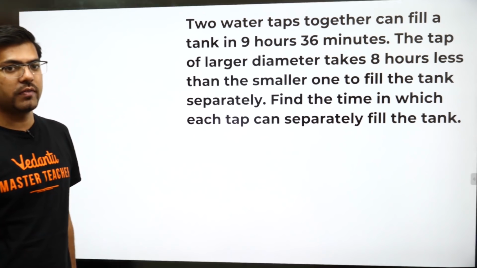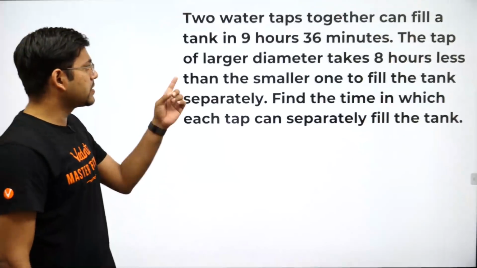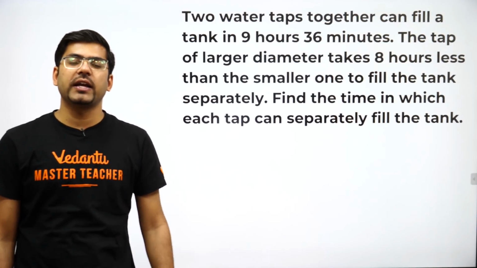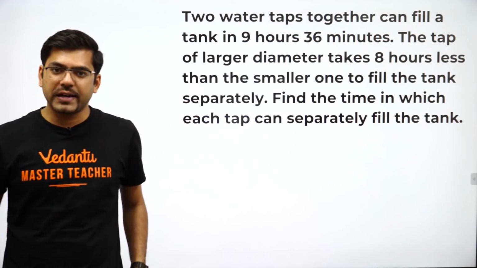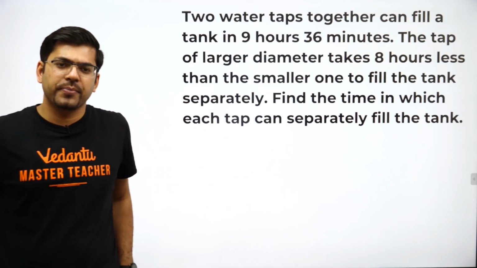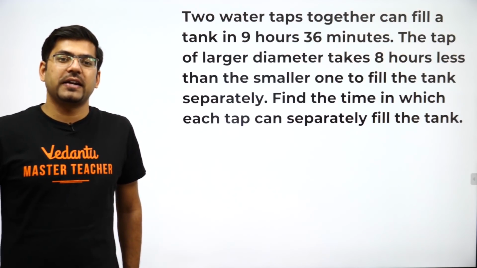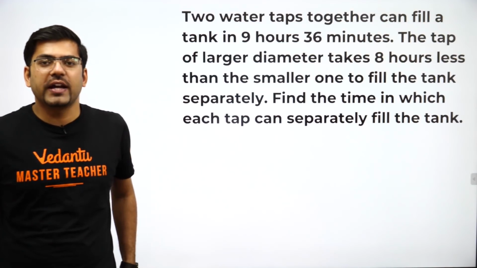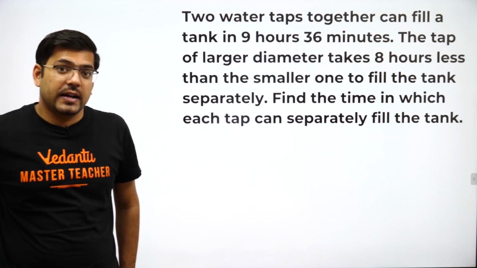Okay. Now, solving this question, let's read it out very fast. Two water taps can together fill a tank in 9 hours 36 minutes. Two working together. The tap of larger diameter takes 8 hours less than the smaller one to fill the tank. Separately, find the time in which each tap can separately fill the tank. So whatever has been asked, we will assume that. It has been asked to find the time in which we can fill the tank separately.